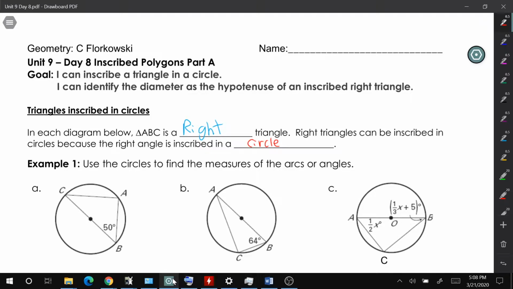Alright, in day 8 we're going to talk about inscribed polygons. What that means is that we have a shape that is entirely inside a circle, like the inscribed angle was inside the circle. An inscribed polygon is a shape that will be in the circle. So we're going to focus on triangles and quadrilaterals.